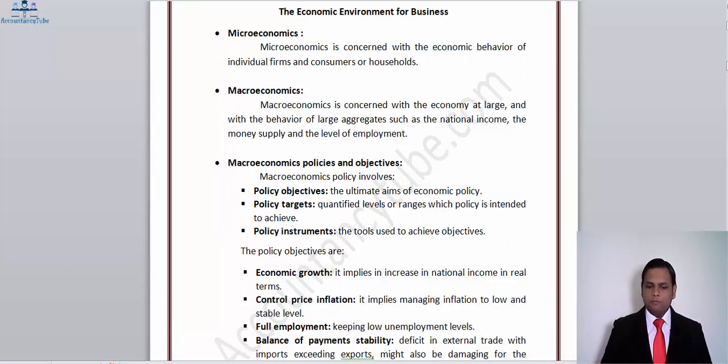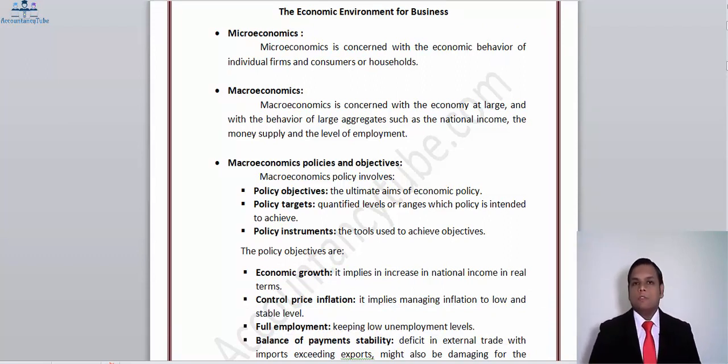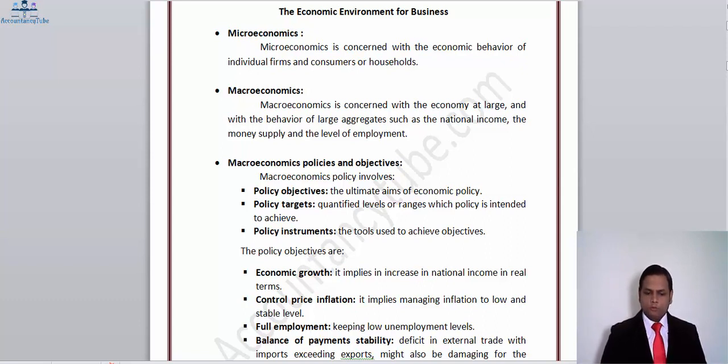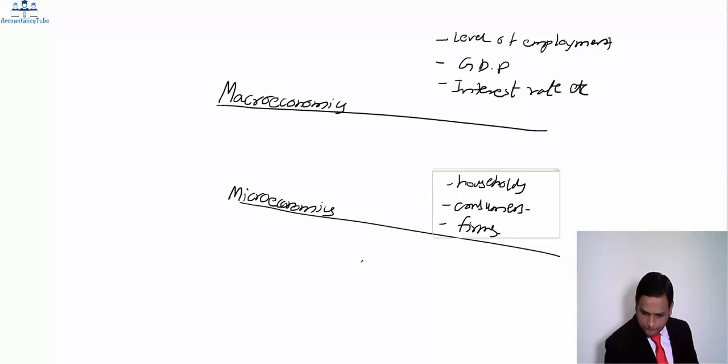We have macroeconomic policies and objectives. Now, the best way to understand this chapter is via the perspective of a government. You need to suppose that you are a representative of a newly elected government and you have been given an economy to work on. Macroeconomic policy involves objectives, targets, and instruments. Let's look at each one in a chart format. It will be better for understanding.